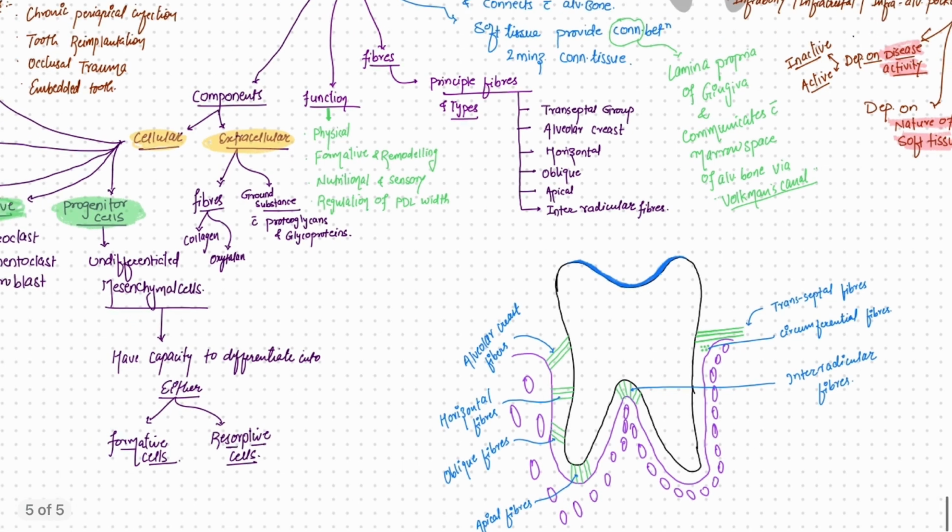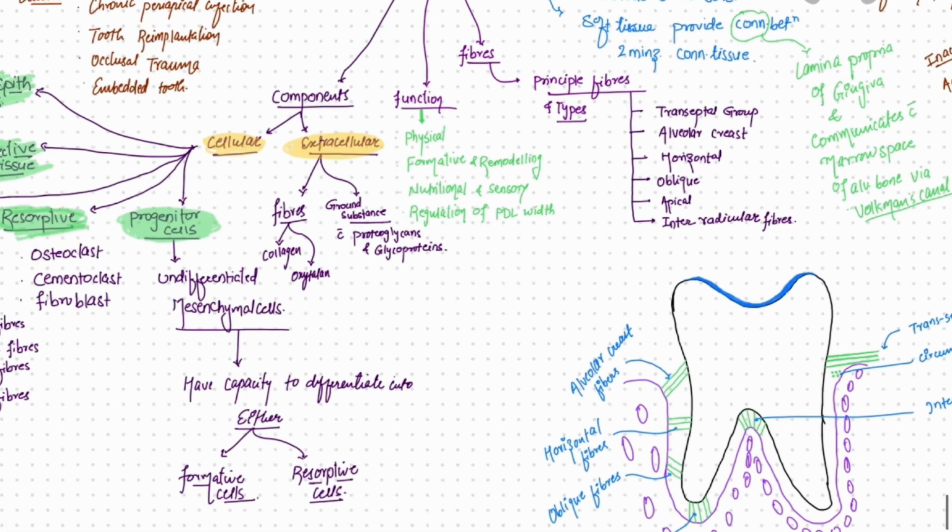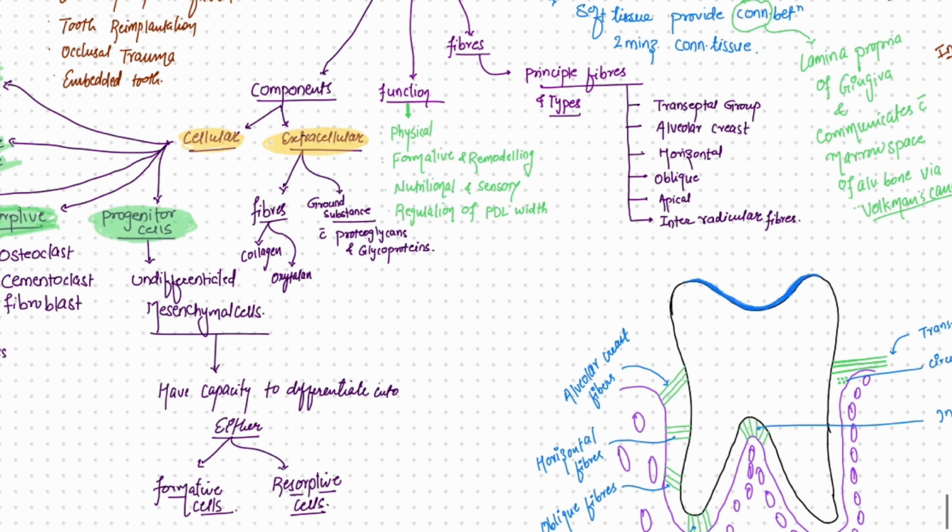After looking at the definition and the fibers, let's come to the functions. What are the functions of the periodontal ligament? The first one is the physical function, then formative and remodeling, nutritional and sensory, and regulation of the medial width. These are the functions: physical, formative, remodeling, nutritional and sensory, and regulation of the medial width.